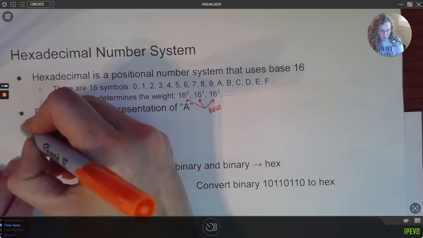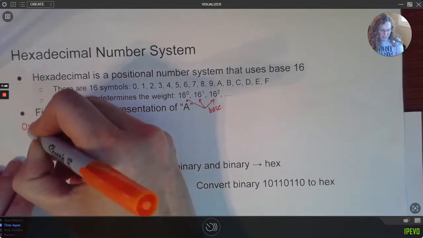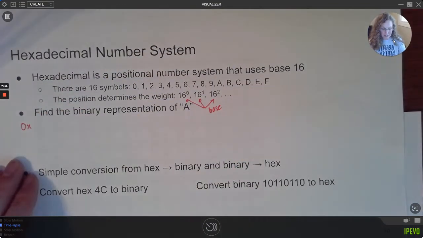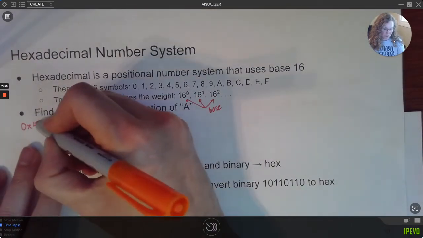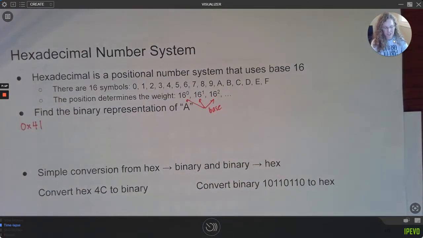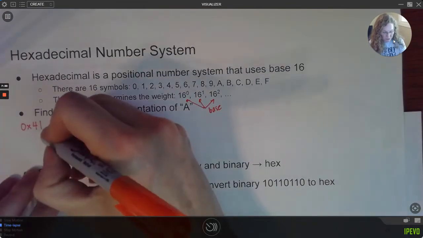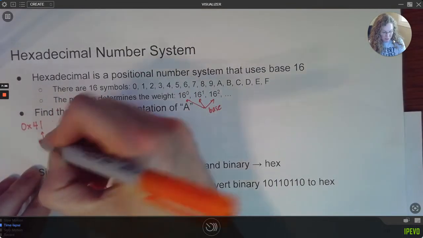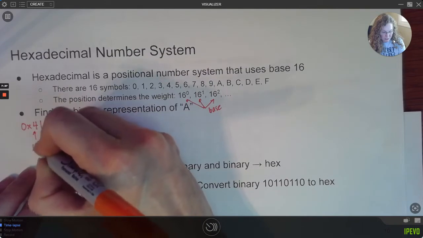Okay, and so the way that you often see hexadecimal values written is 0x. That signifies that this is a hexadecimal value, and then 41. And we would call it hex 41 as opposed to 41. 41 makes us think of a decimal number. But this is a hexadecimal number, base 16, and it has 4 in the 16's place, and it has 1 in the 1's place. So this is in the 16 to the 0 place, and this is in the 16 to the 1 place.